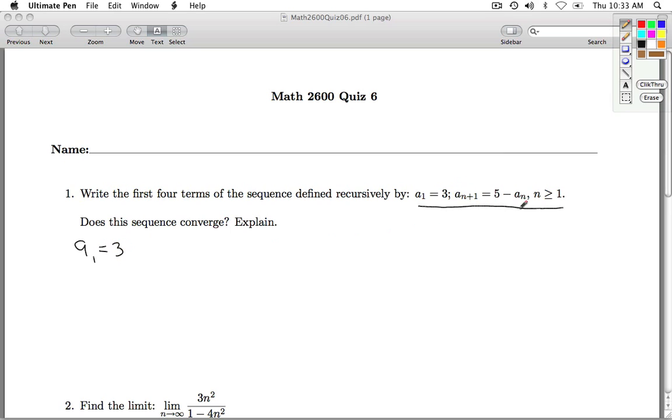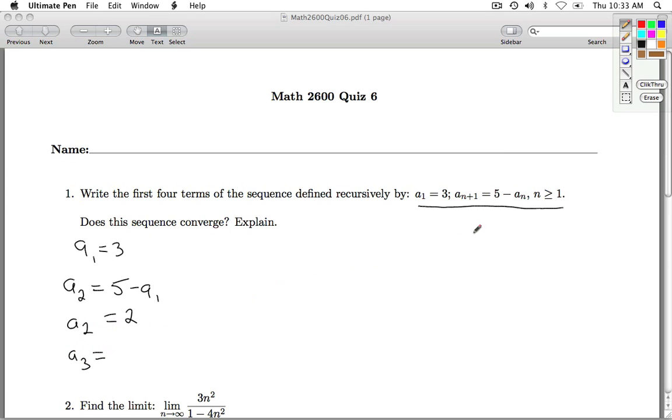And now I look at this recursion equation, and I'm going to substitute n equals 1. That's the first n this is valid for. If I substitute n equals 1, I get a sub 2 equals 5 minus a sub 1. Well, a sub 1 is given to be 3. 5 minus 3 is 2. So a sub 2 is 2.